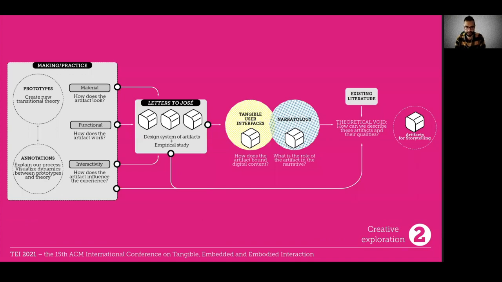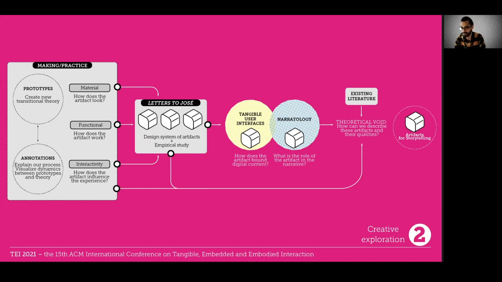So through these methods, such as prototyping, annotating, and sketches, we created systematic evidence of our research process and our design process. And so through that experimentation, we created new knowledge. Obviously, that knowledge came along with the empirical study that we conducted and with existing literature. And so from the perspective of tangible user interfaces, we were able to explain how the artifact binds to digital content from the narrative.